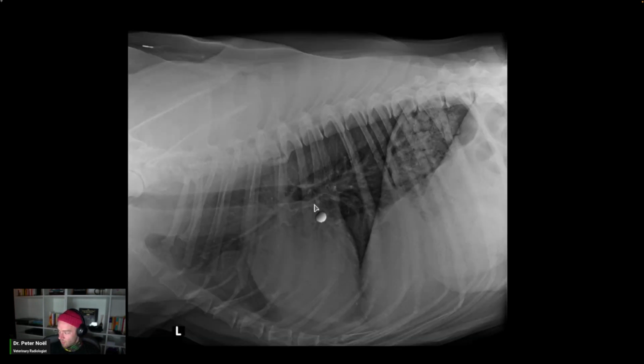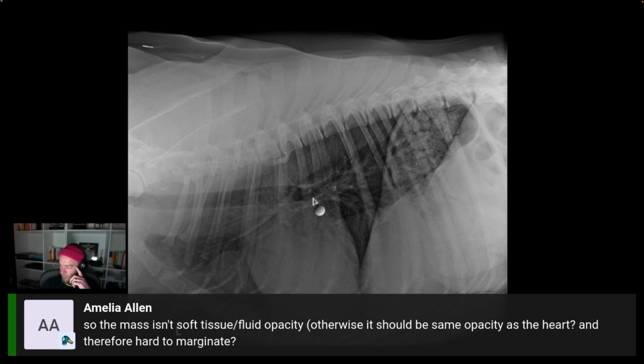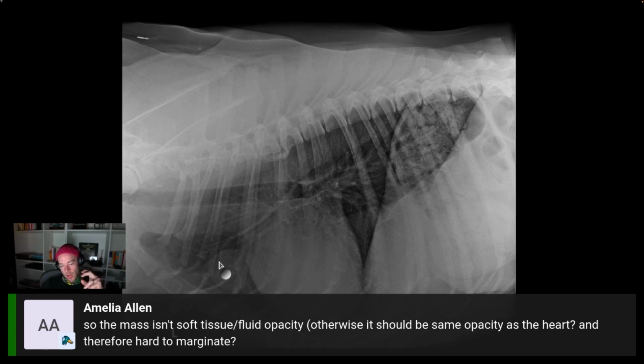So Dr. Allen wants to know whether the mass is soft tissue fluid opacity. I think it is soft tissue fluid. When you look at this, you may say it could be fat because it just doesn't look really opaque. But one of the things you can do is use internal controls to decide: do I think this is fat or soft tissue or fluid?